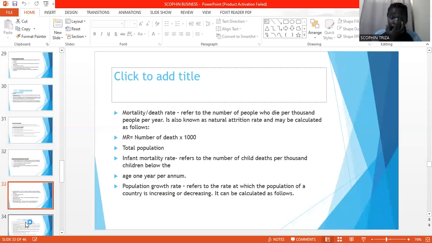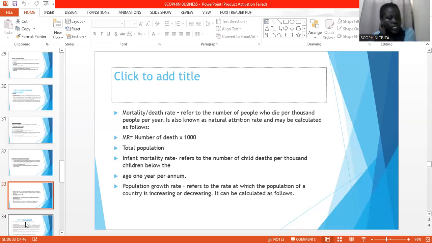And then now let's look at the mortality or the death rate. It refers to the number of people who die per thousand people per year. It's also known as the natural attrition rate and may be calculated as the number of deaths times 1,000.